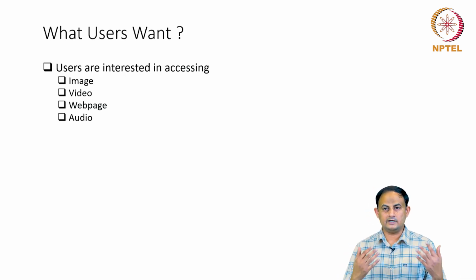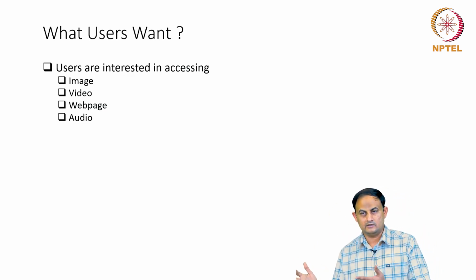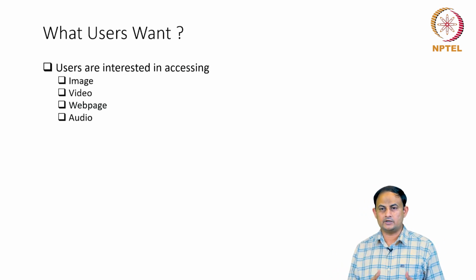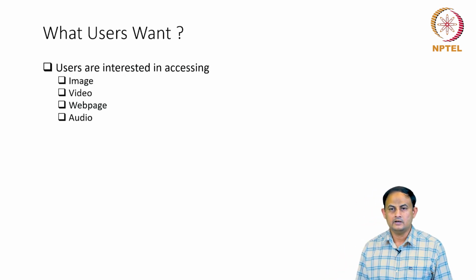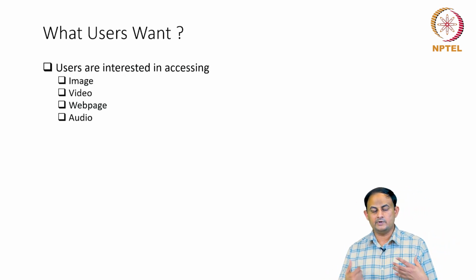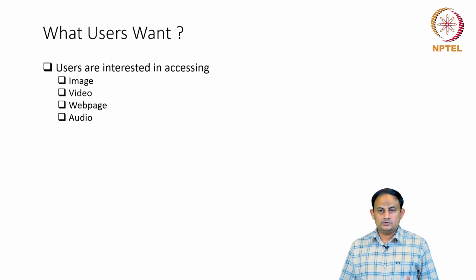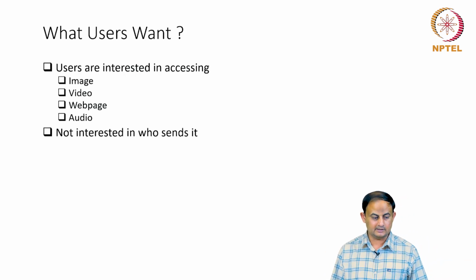He is interested in reading the news page of a particular web server, whether that is coming to his computer or not, whether he is able to access that web page or not. He is interested in some audio communication, whether that audio is reaching him or not. So the user really doesn't care where the server is and who is actually serving that content.